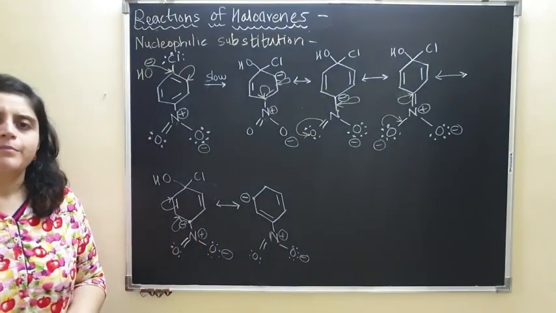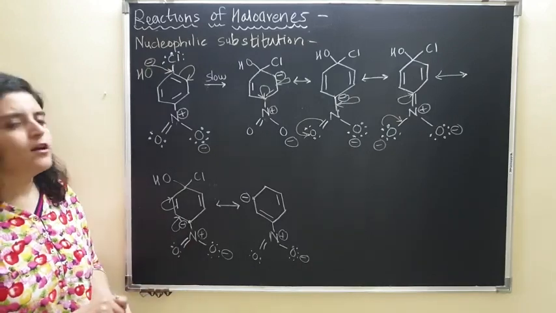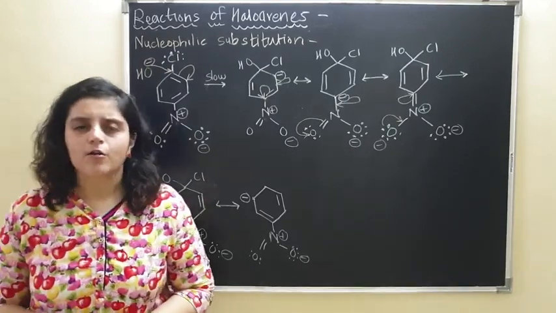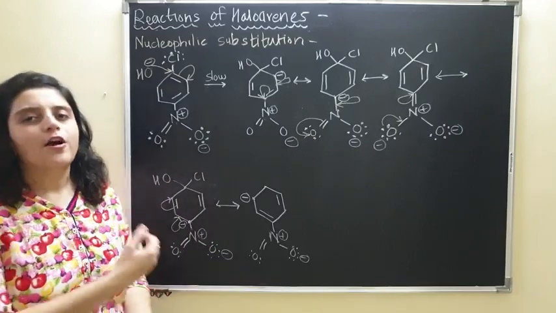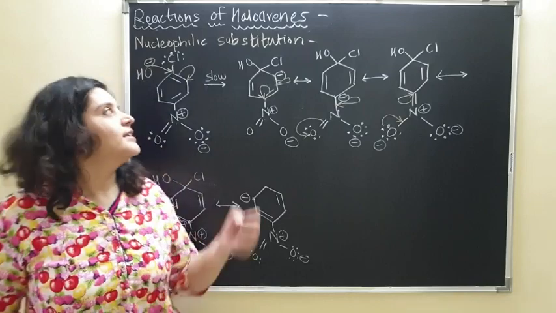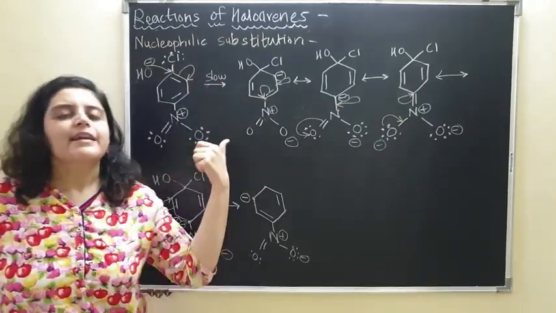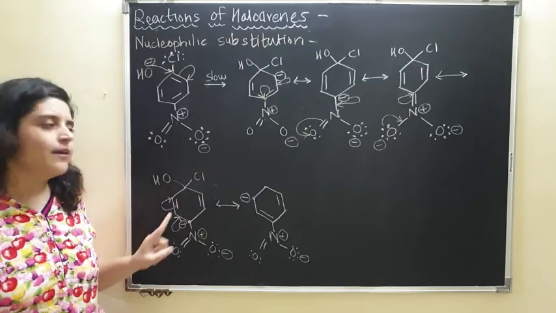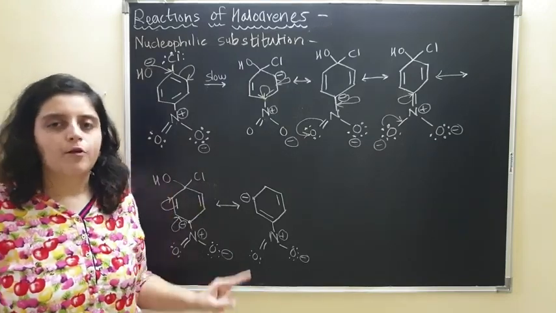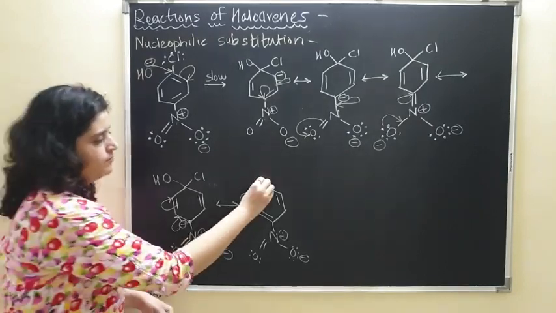Now every time I am drawing lone pairs of electrons here on oxygen, but I am not drawing lone pairs of electrons on chlorine, because right now they are not required in the resonance, or right now they are not required in the conjugation. Doesn't mean that these lone pairs are absent and not participating at all, but right now we are not looking at them, so therefore I am not drawing the lone pairs of electrons on the chlorine atom.